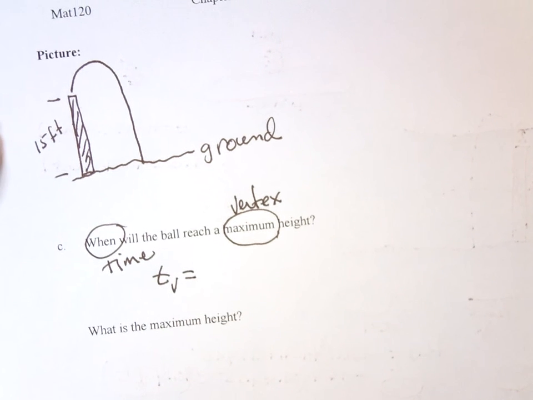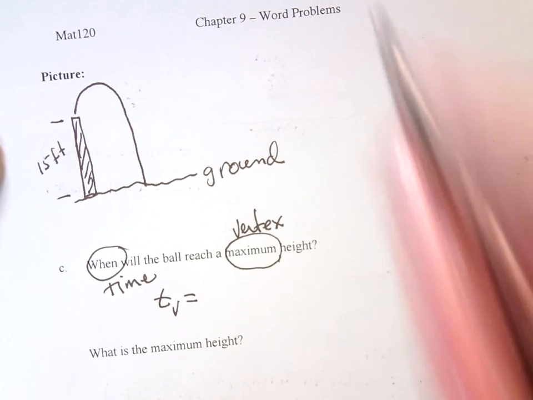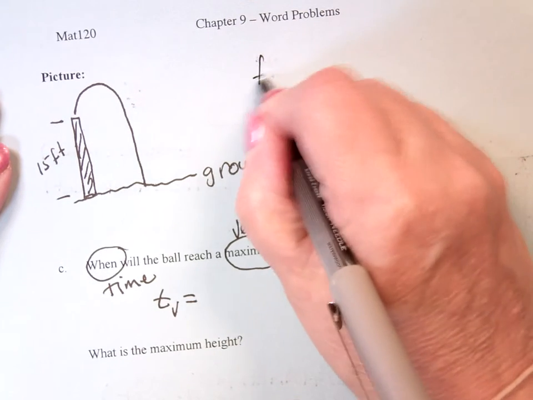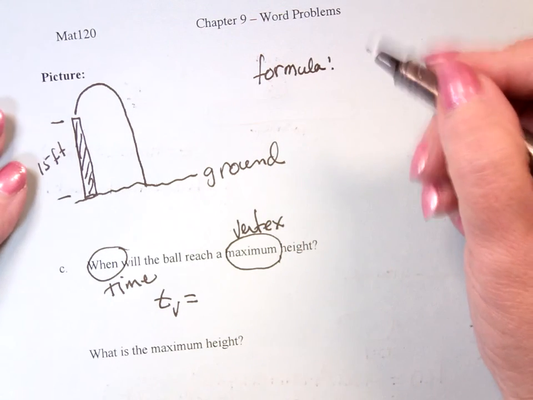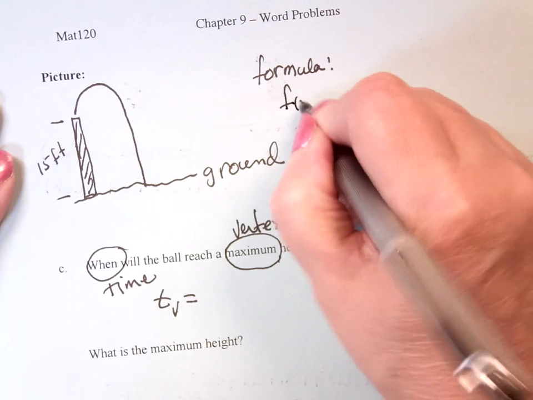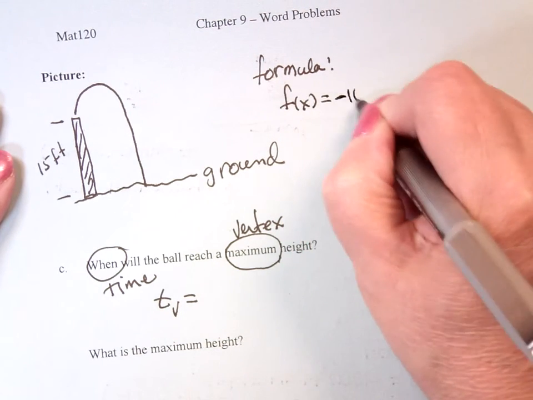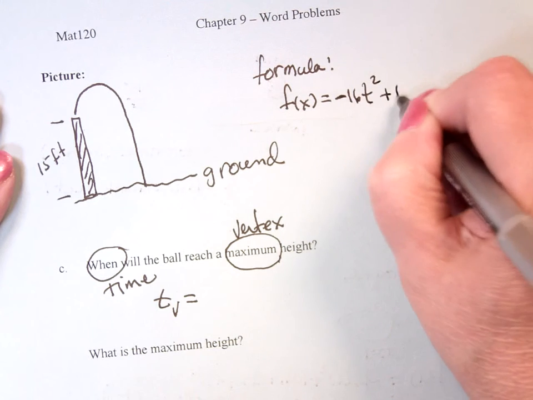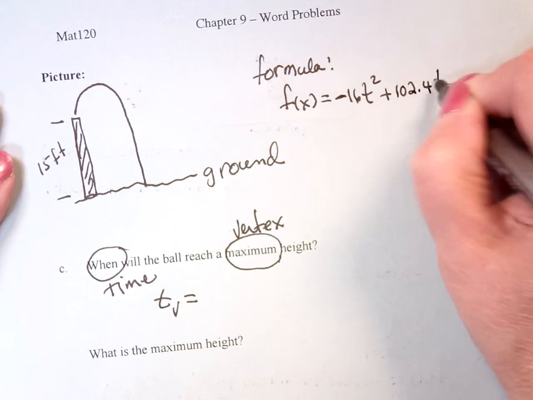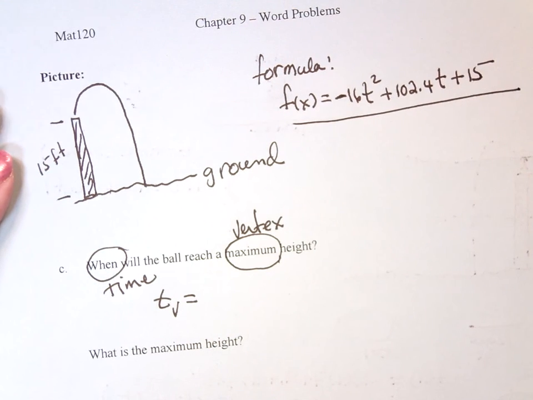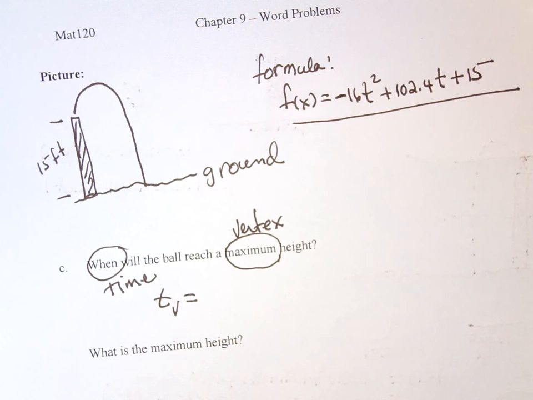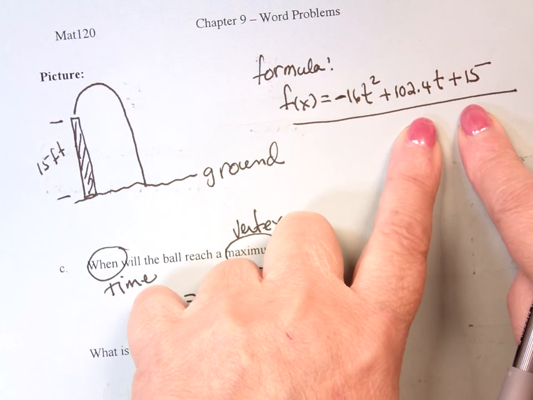Now here's the problem that I had this morning. Because I'm on a second page, I needed to rewrite the formula. The reason for that was I started using the second formula instead of the first one. So f of x is negative 16t squared plus 102.4t plus 15. That's the formula that I'm working with right now. The other one dealt with how high it was going to be, when it was going to be 20 feet off the ground. This one is now for the actual flight of the ball.